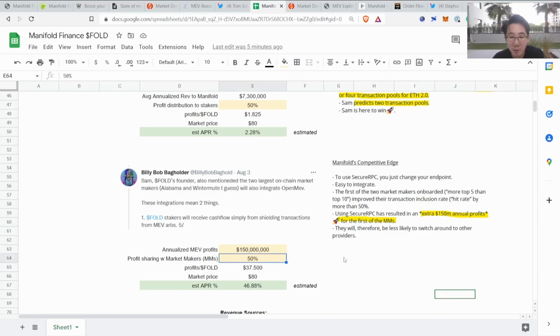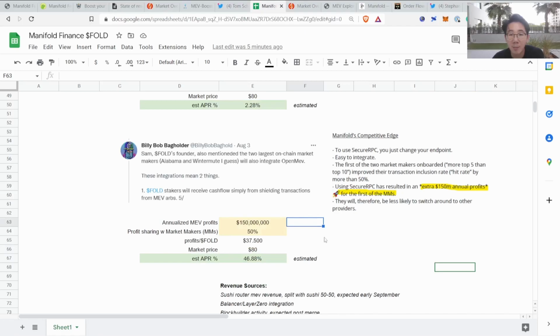So if we assume that there's a 50% profit sharing, then this will be really, really huge for the FOLD stakers, which I think is quite unlikely. So I really don't know how this 150 million additional profit would be distributed to the FOLD stakers, and whether it will also be distributed. But this is work in progress at the moment.